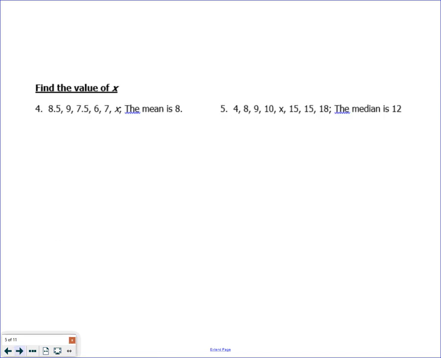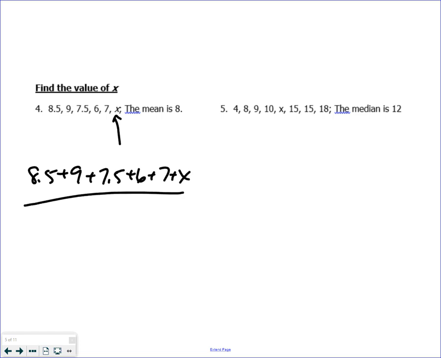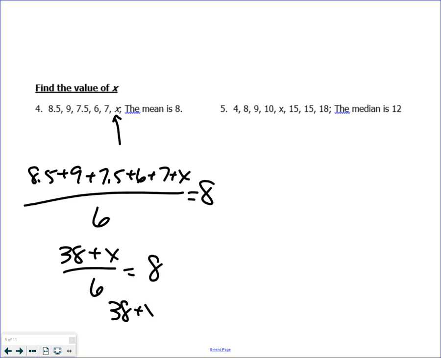I'm told that the mean is 8, and I'm missing one number. So how do I find the mean? Well, I add them all up and divide by how many numbers there are. And I'm told that that is equal to 8. So now, adding all those up is 38. And solve, x would need to be 10.